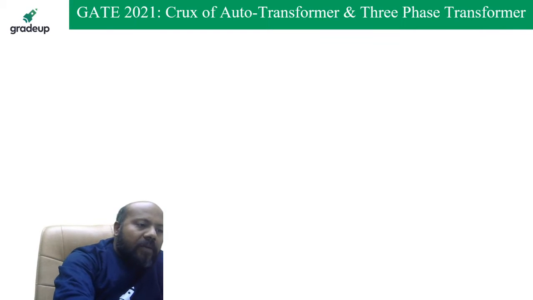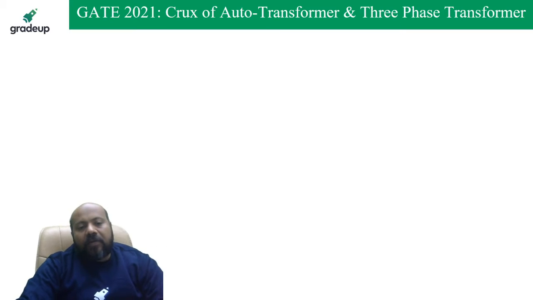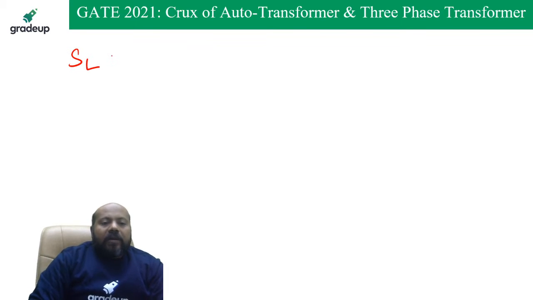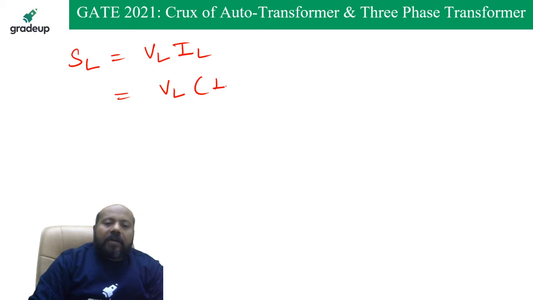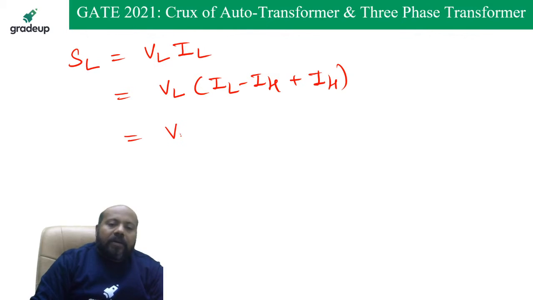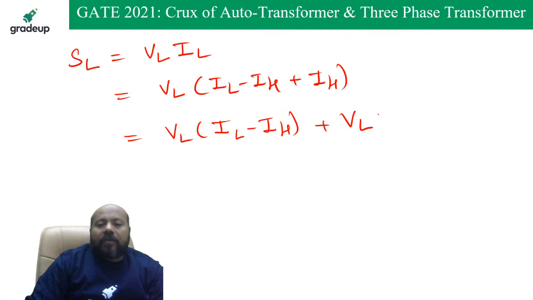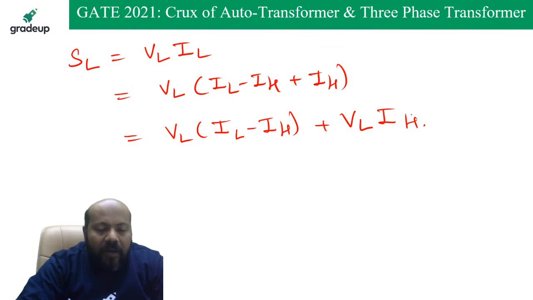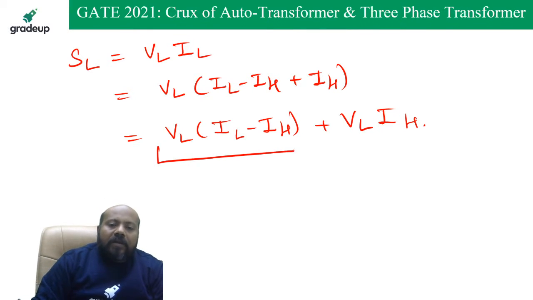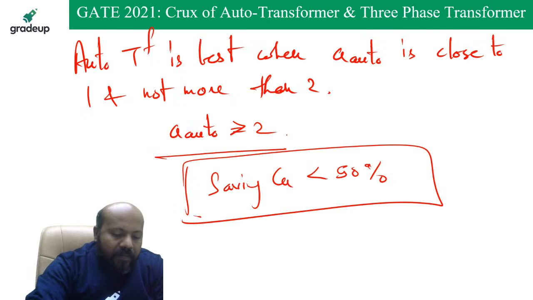Now I want to compare the inductive and conductively transformed power. Suppose I am writing the low voltage side terminal power. So this is going to be VL, IL. IL I am writing as IL minus IH plus IH. You can separate it. It is going to be VL, IL minus IH plus VL, IH. Now what is this VL, IL minus IH? Can you observe it from the diagram?